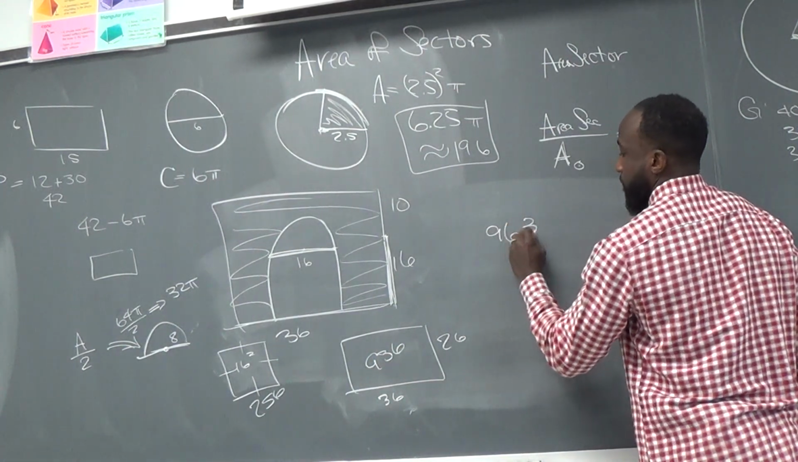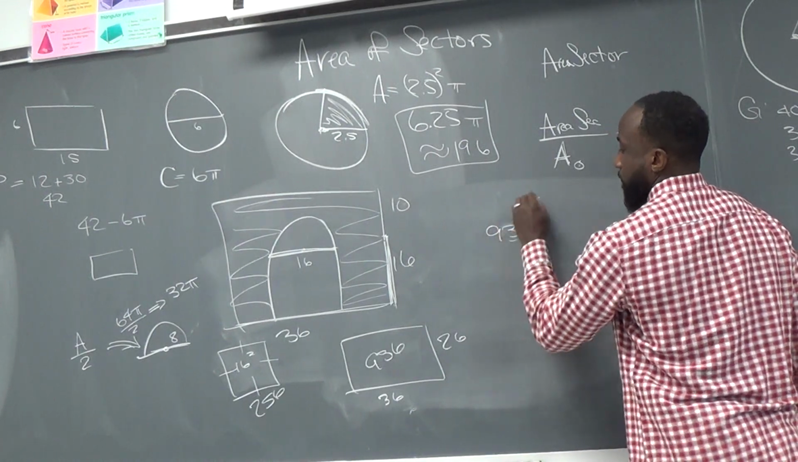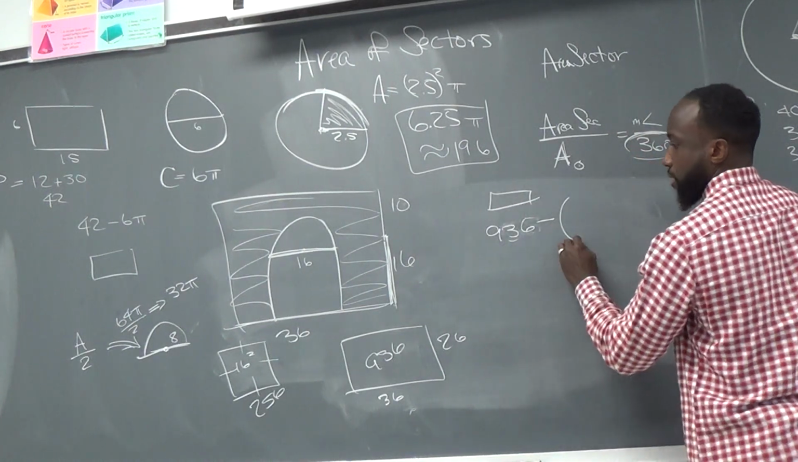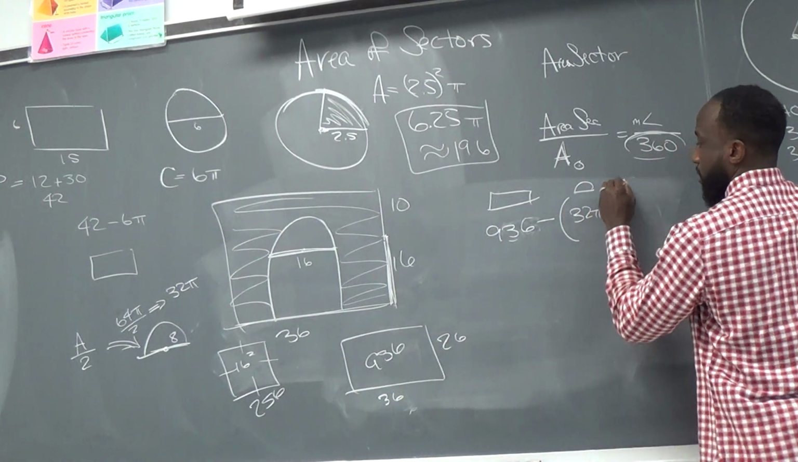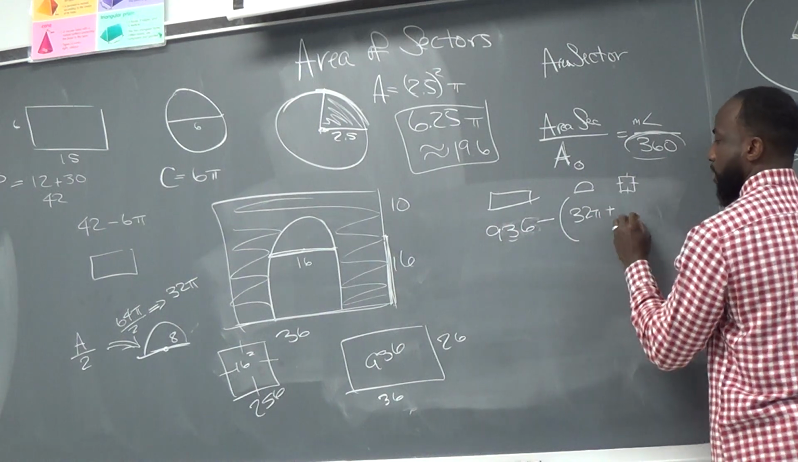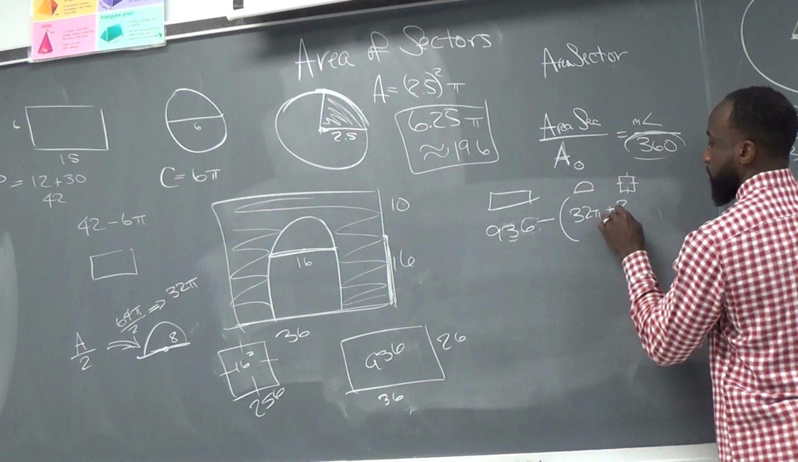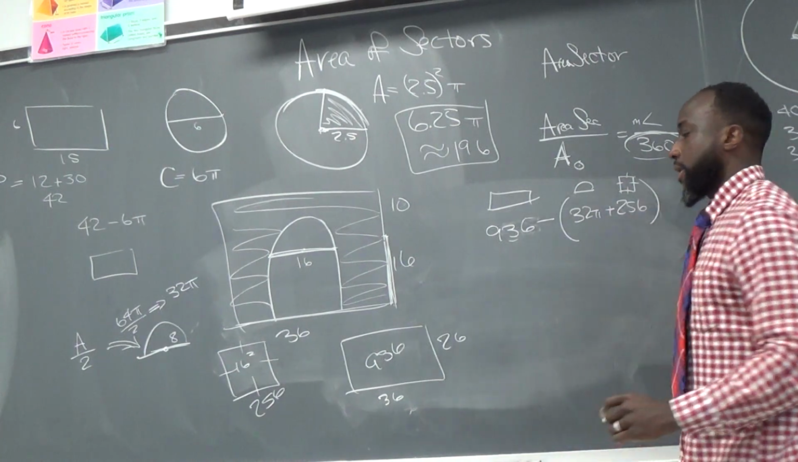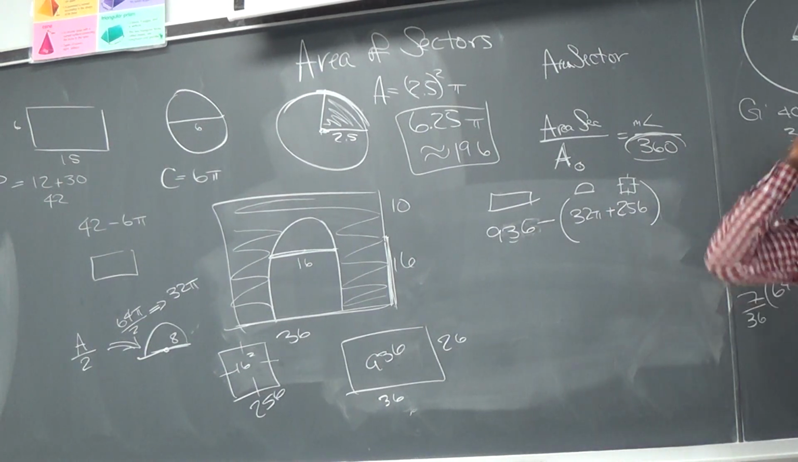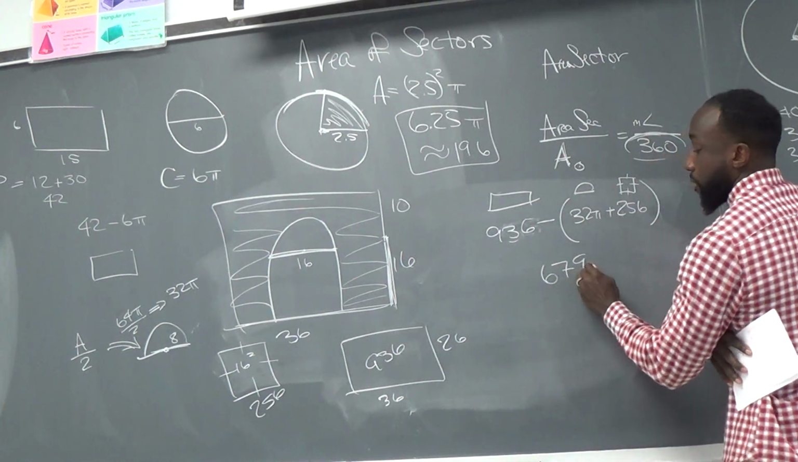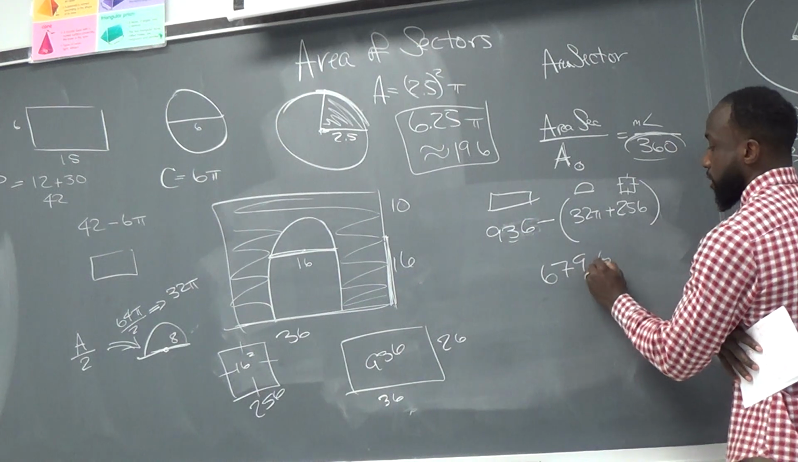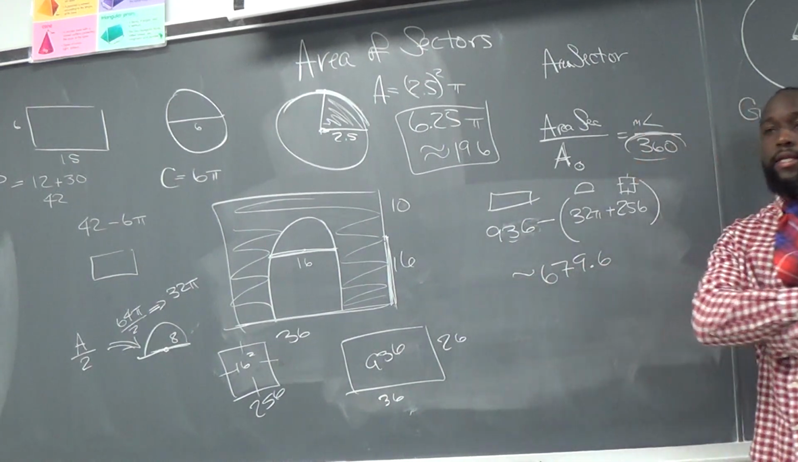Now we're going to subtract. We got 936, that's the big rectangle, minus the semicircle, 32 pi, plus the square. I keep calling the square the triangle. 256. I got 679.6. Do you guys agree with that? I'm going to write down what you said. 679.62.